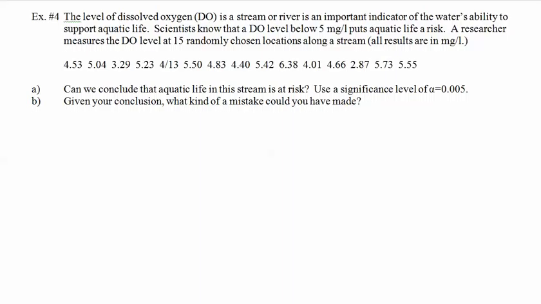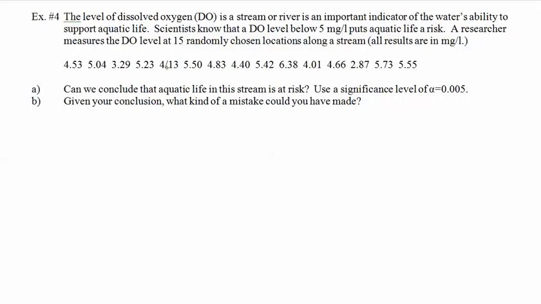All right, so in this example, we are looking at a one-sided t-test given data instead of the statistics. It reads: the level of dissolved oxygen in a stream or river is an important indicator of the water's ability to support aquatic life. Scientists know that a DO level below 5 milligrams per liter puts aquatic life at risk. A researcher measures the DO level at 15 randomly chosen locations along a stream. All results are in milligrams per liter, and the data is given as shown.